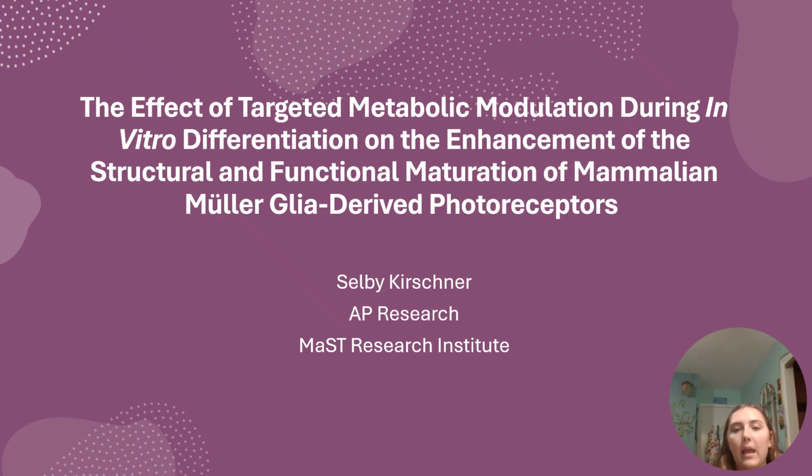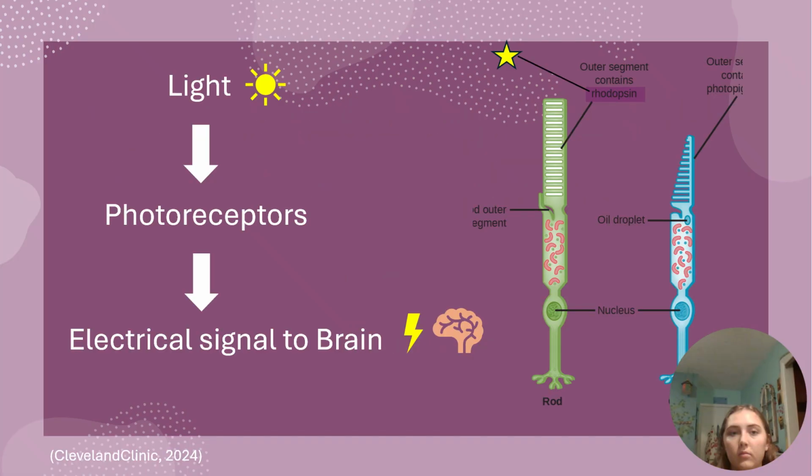My name is Selby, and today I will be discussing the effect of targeted metabolic modulation during in vitro differentiation on the enhancement of the structural and functional maturation of mammalian Müller Glia-Derived photoreceptors. Photoreceptors are specialized cells at the back of the retina that detect and convert light into electrical signals the brain can process. This is known as phototransduction.